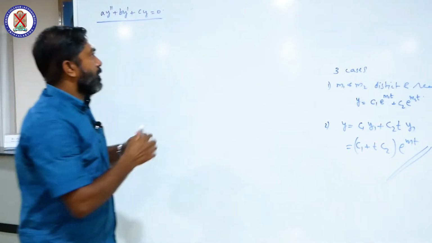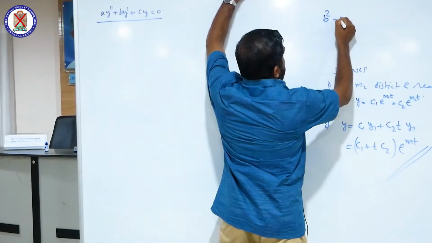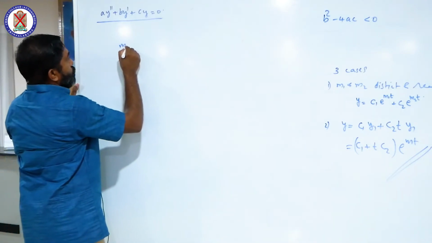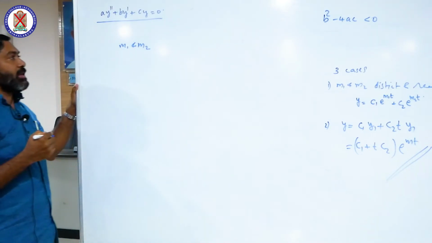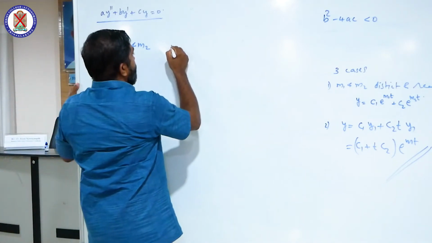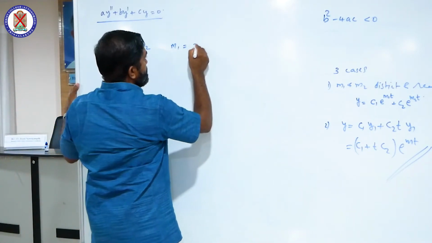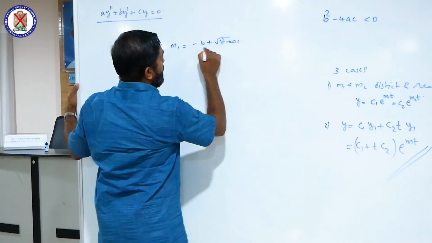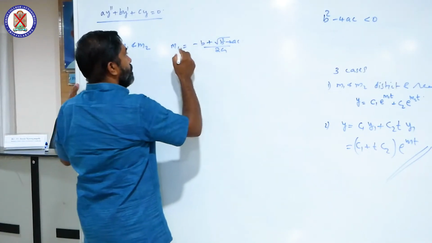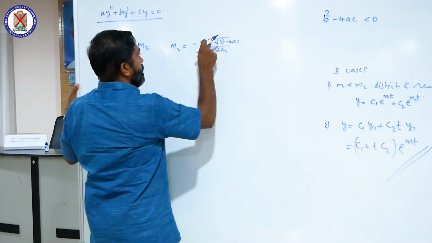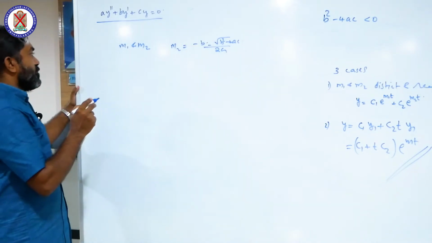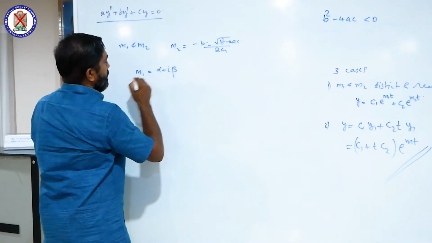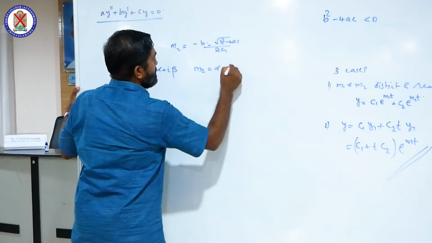In that case, b square minus 4ac is less than 0, and m1 and m2 will have complex values. If m1 is minus b plus root of b square minus 4ac by 2a, then m2 should be with a minus sign in that way. Or we can consider this in the form m1 equals alpha plus i beta, then m2 should be in the form alpha minus i beta.